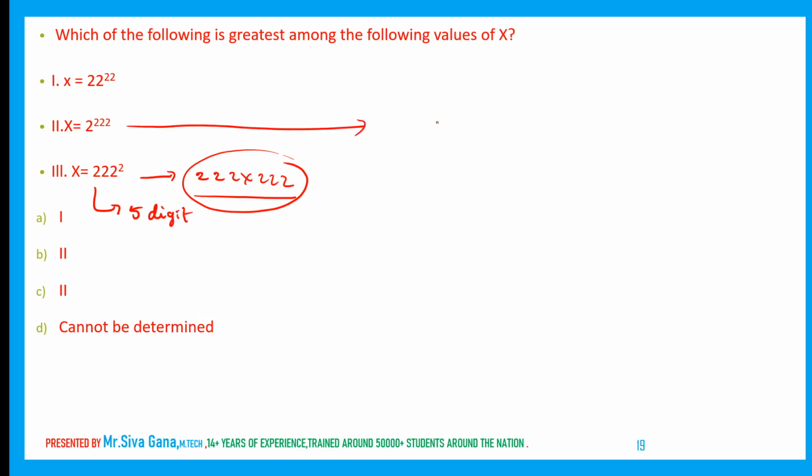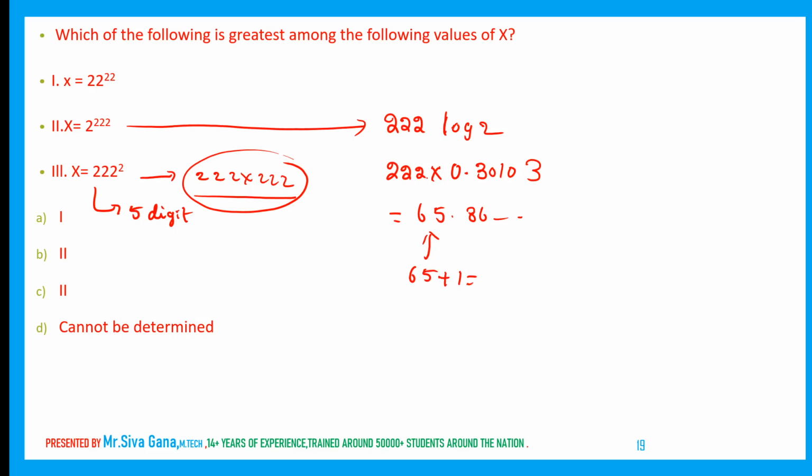To get the number of digits, generally we take the logarithm. If we take the logarithm, 22 into log 2 is 22 times 0.30103, which results in 66.something. So integral part plus 1, this is the procedure. Which means this will consist of 67 digits.